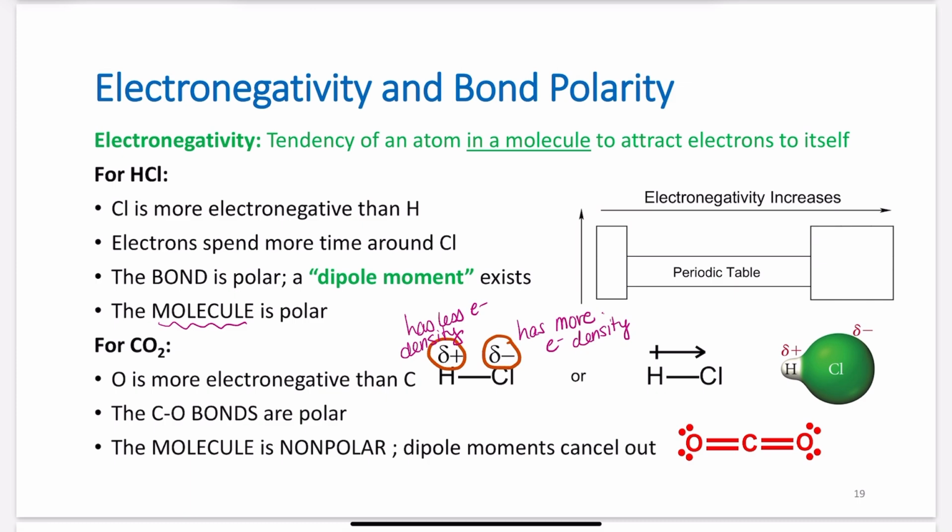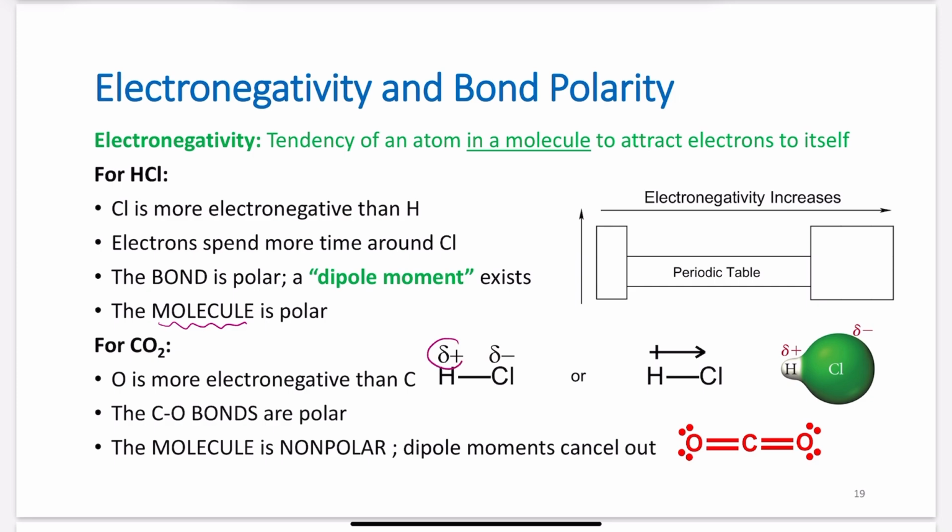Now, I want to emphasize something. In order for a molecule to be polar, you not only have to have the bond be polar, but the structure of the molecule also has to allow it to be polar. So it's not just the bond being polar that's causing a polar molecule. I'll talk about that in CO2 in a sec.